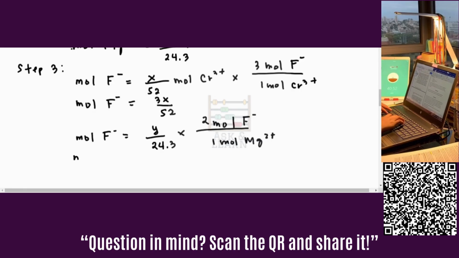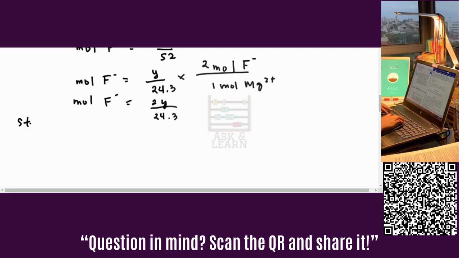Or this is going to be 2y over 24.3. Now it must be that the total moles of fluorine ion, which is equal to, we have it as 1.51, must be equal to the moles of fluorine ion that reacts with a chromium ion plus the moles of fluorine ion that reacts with magnesium ion. So we say we have 3x over 52, 24.3.